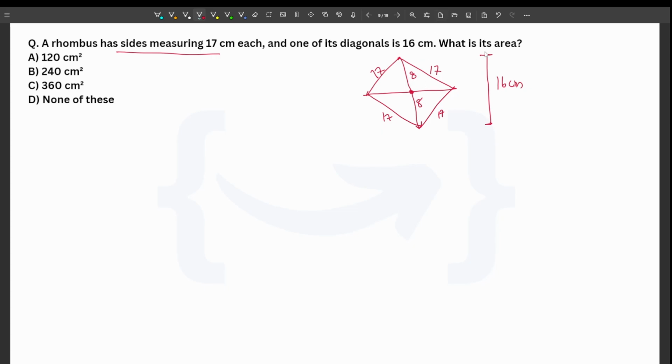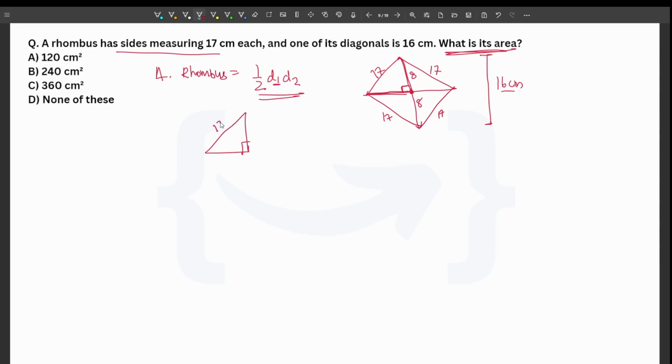Now what is its area? Do you know the area of a rhombus? Does any one of you know? The formula for the area of a rhombus is half of d1 d2. Please make a note of it. So you know d1 which is 16, but we don't know d2. But the property of the rhombus is that the diagonals divide it and create a right angle triangle every time. So if I create a proper diagram, it will look like this.